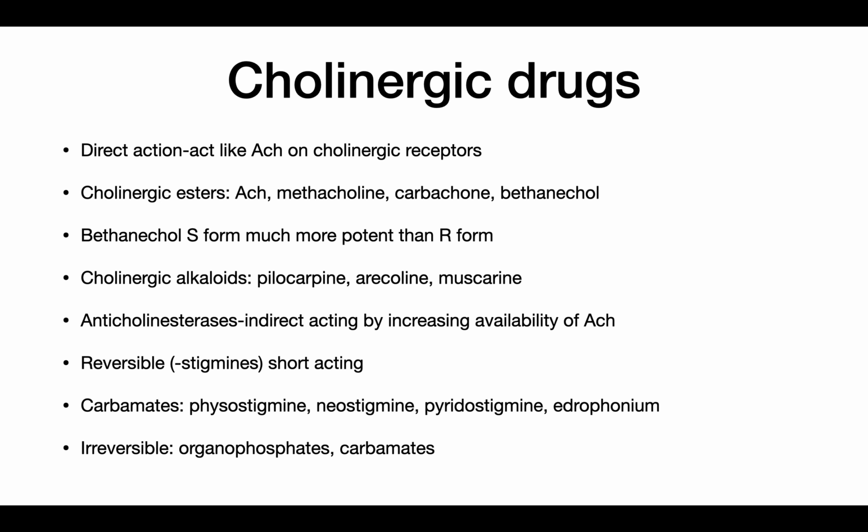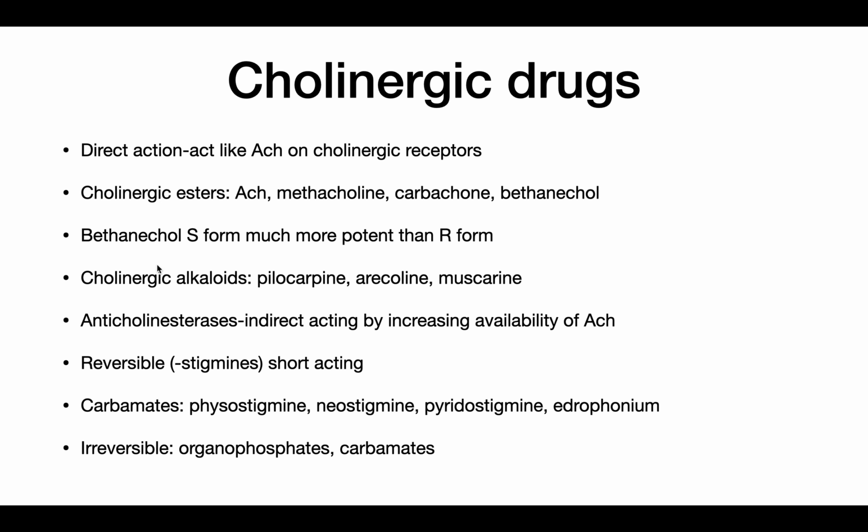Okay, so here's the important stuff. Direct action cholinergic drugs will act just like acetylcholine on the cholinergic receptors. So these are competitive, right? And they are acetylcholine, methacholine, carbachol, and bethanechol. Bethanechol S is the important isomer that you have to pay attention to because it is much more potent than the R form. Why is that important? Because sometimes you don't actually want it to be potent. You actually want to give the less potent drug so you don't have the cholinergic drug adverse reactions.